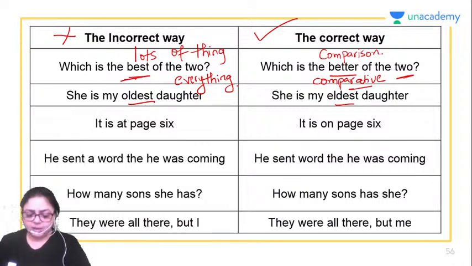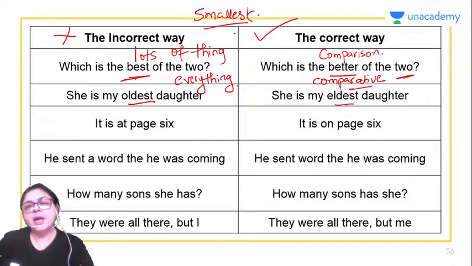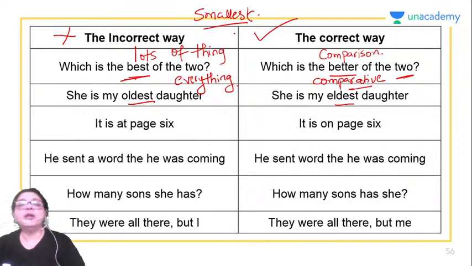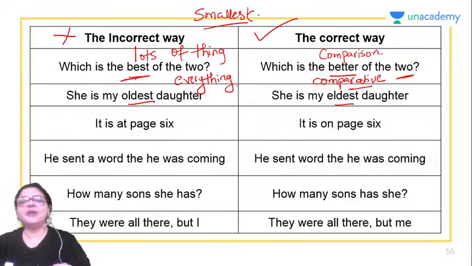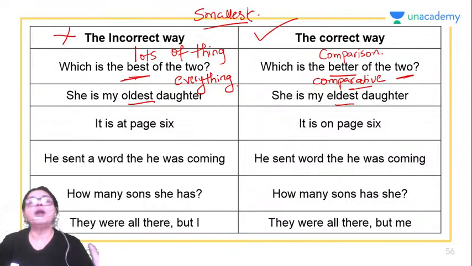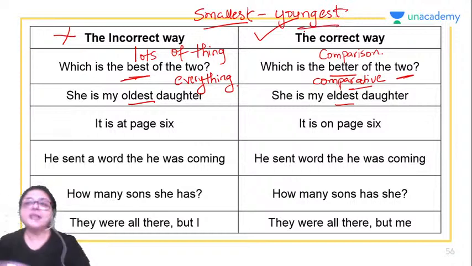And one more. This reminds me of something. When we say oldest daughter, some people also say she is my smallest daughter. क्योंकि हम क्या बोलते हैं हिंदी में, ये मेरी सबसे छोटी बेटी है. So we translate it directly into English and say, this is my smallest daughter. No, it is not the smallest. What are we going to say? She is my youngest daughter.